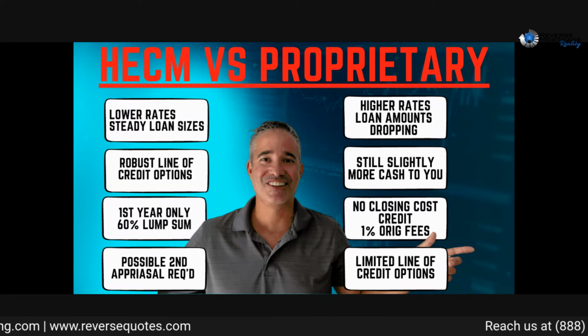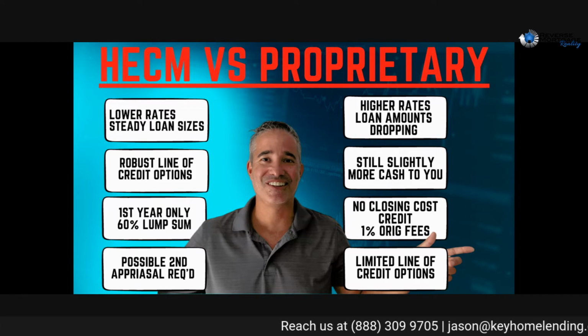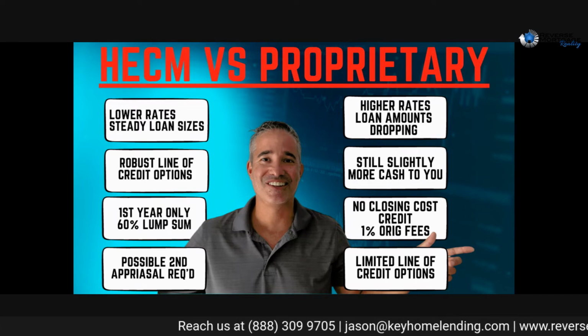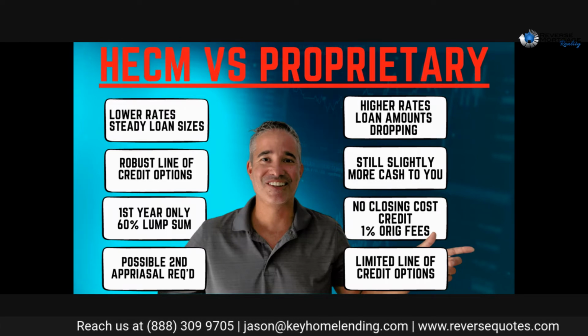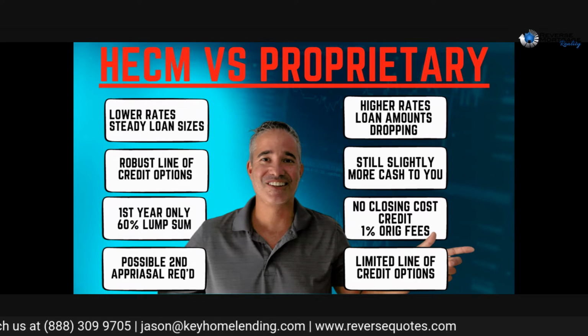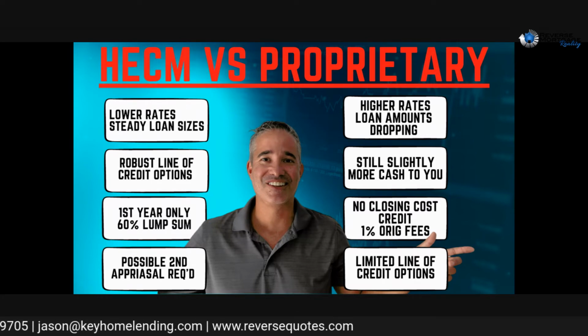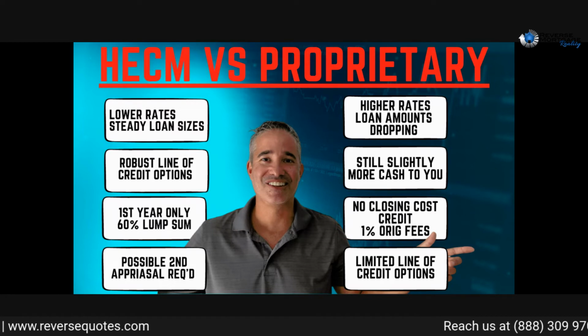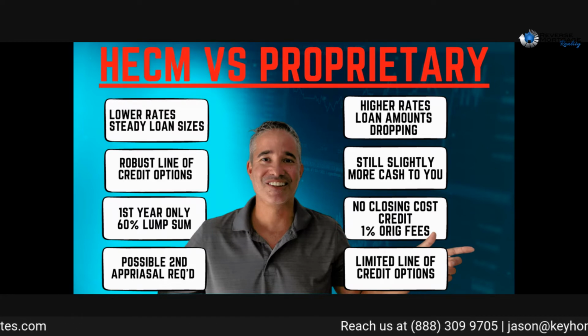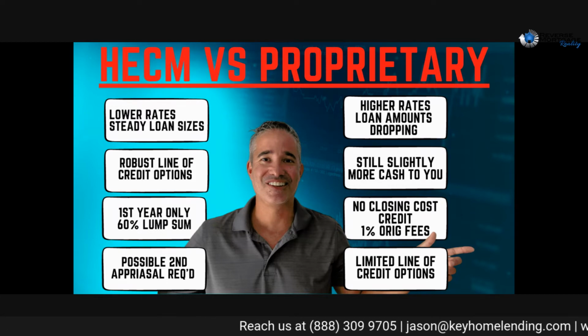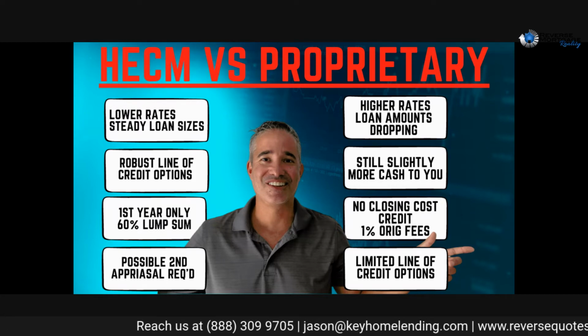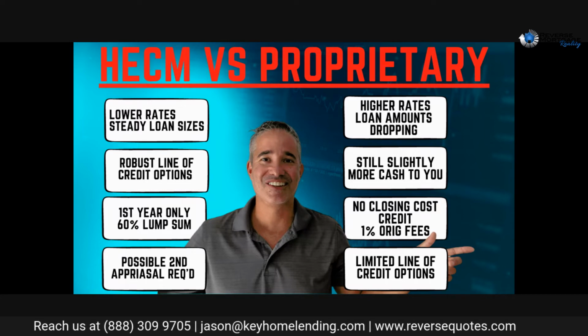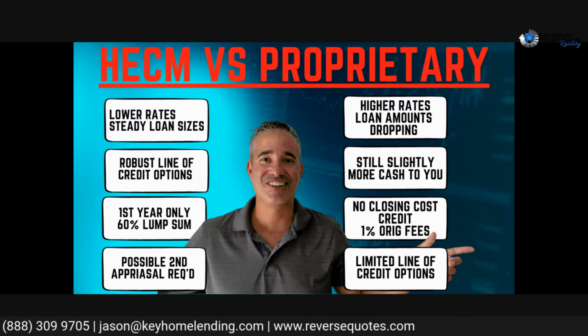The line of credit with the HECM is the best, absolutely the best feature of reverses, besides being able to get money and not pay it back. The line of credit with the HECM, real quick, grows forever tax-free. I should say I'm not an accountant, not a CPA, so check with your accountant or tax advisor, but there are no taxes on the reverse mortgage line of credit because you're borrowing the money and you will pay it back. So that's the reason why.